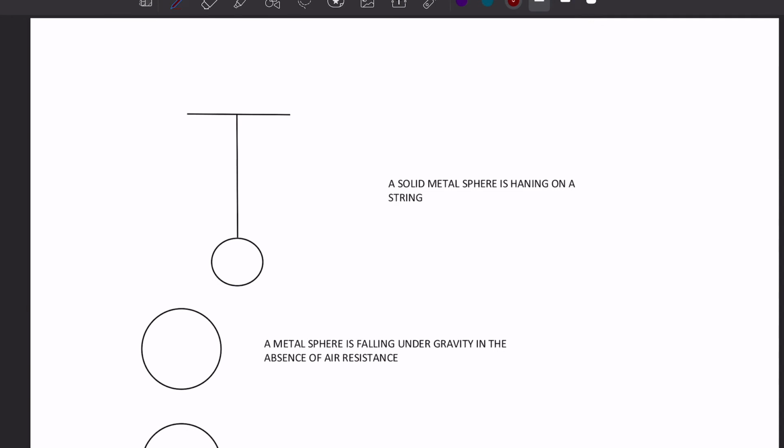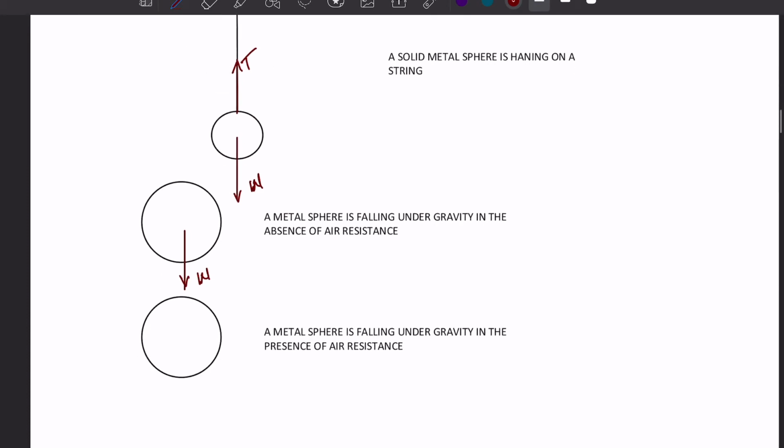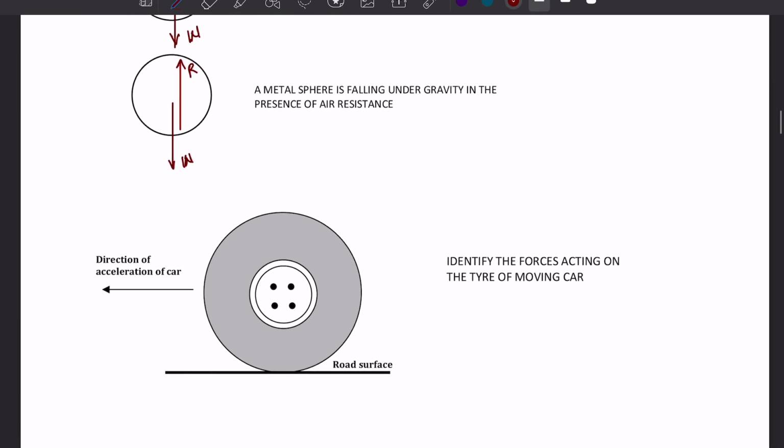A solid metal sphere is hanging on a string, so weight must act down vertically, and there must be a tension force acting vertically upwards. A metal sphere falling under gravity in the absence of air resistance only experiences one force, which is its weight. Whereas if there is air resistance, then weight must act vertically downwards and air resistance must act vertically upwards.